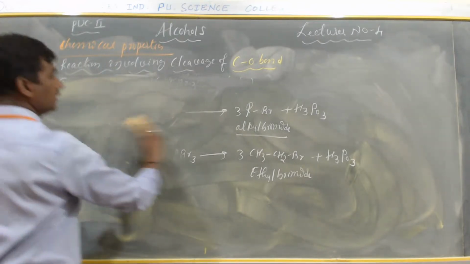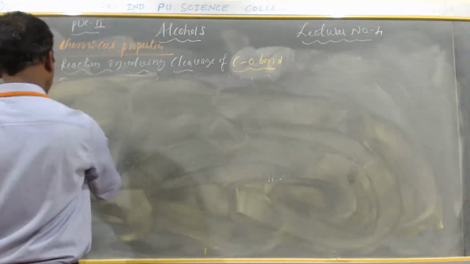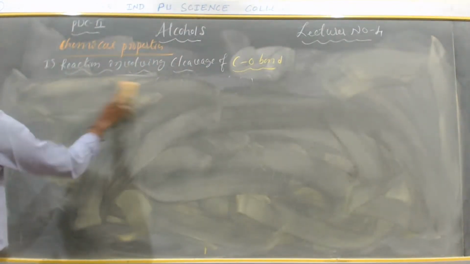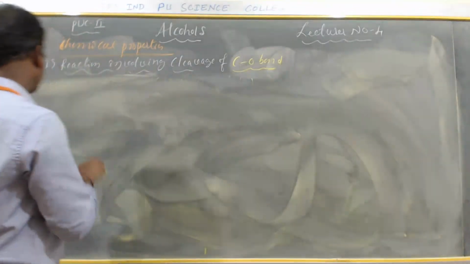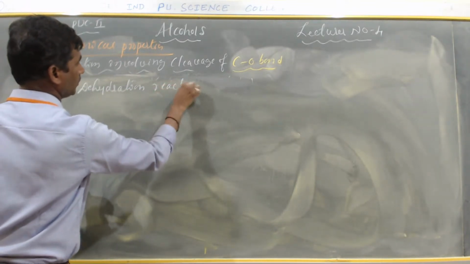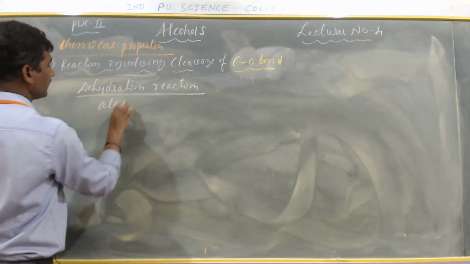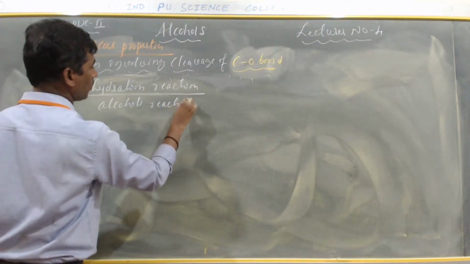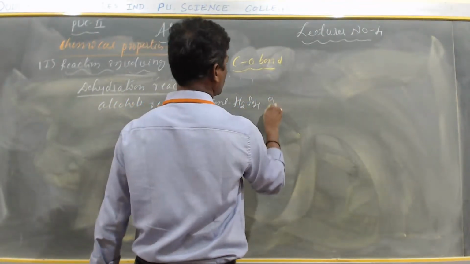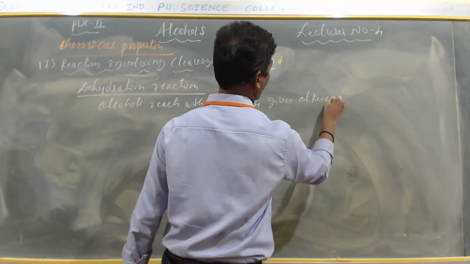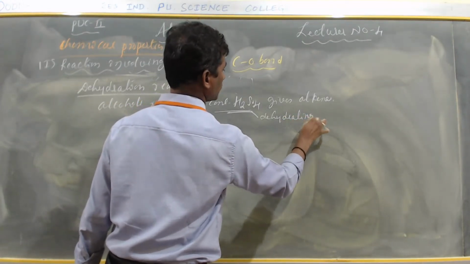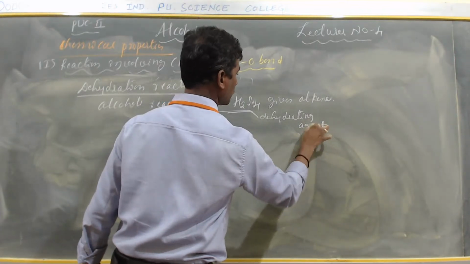Next, the third is dehydration. This is very important. What is this dehydration reaction? When alcohol is treated with concentrated H2SO4, or concentrated sulfuric acid, it gives alkene, where concentrated H2SO4 is a dehydrating acid.